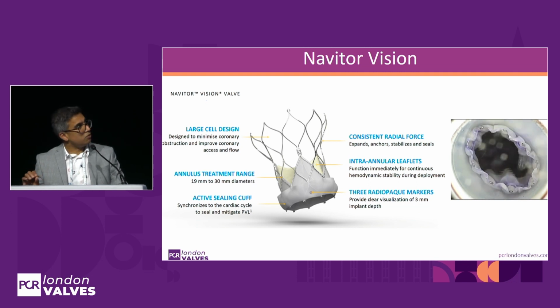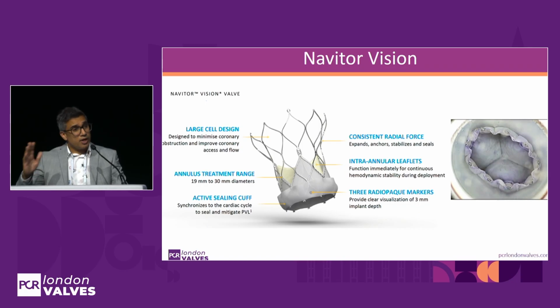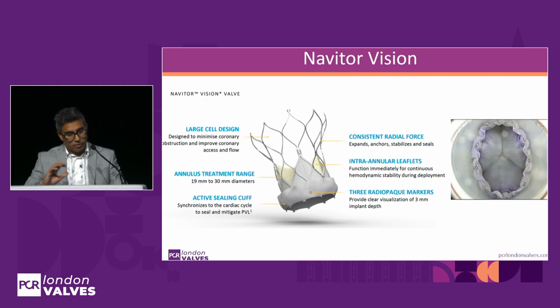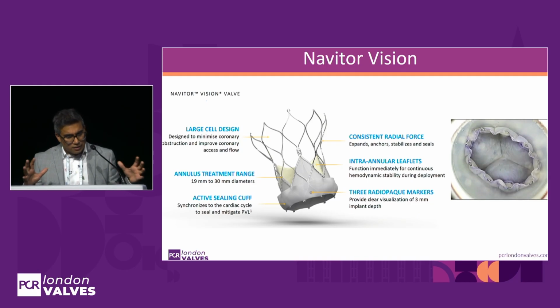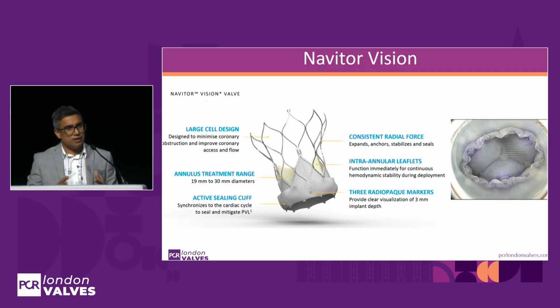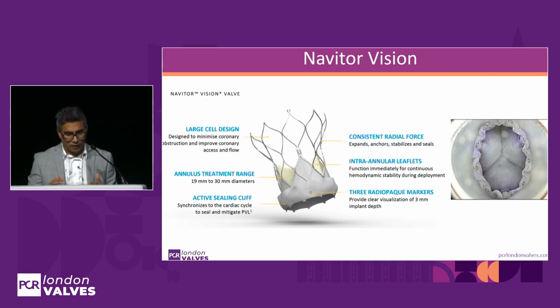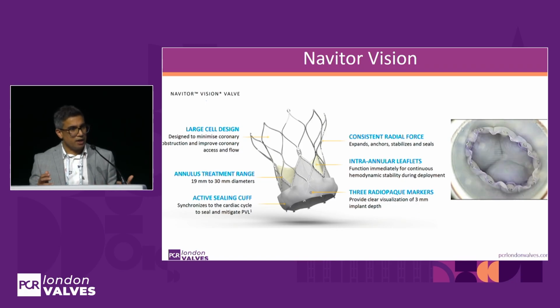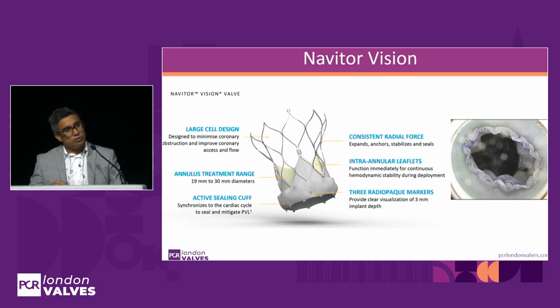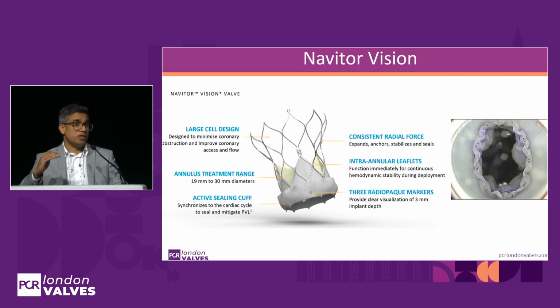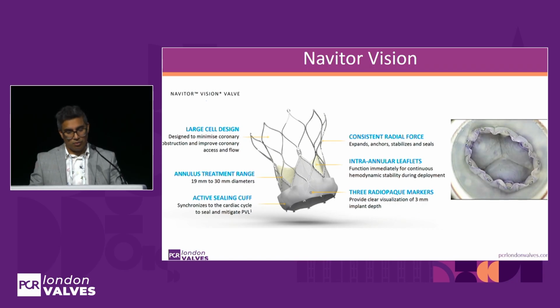Why does the Navitor work well for these cases? Well, there are lots of reasons. It's an intraannular valve. It treats a very large range, as we've talked about. It's got this really remarkable active sealing cuff that synchronizes to the cardiac cycle. And you can see in the video in the right-hand frame, during diastole and systole, the movement of this cuff to fill in with the system. So it really mitigates paravalvular leak. It's also got the precise depth markers which really help in positioning the valve, particularly with these larger valves, which can get quite a bit of parallax.